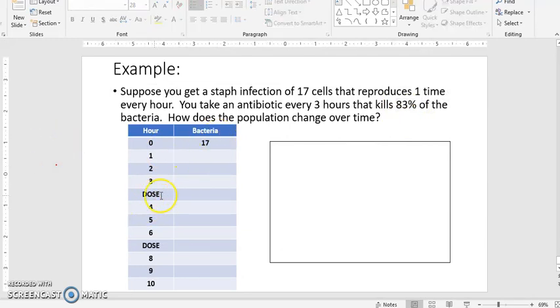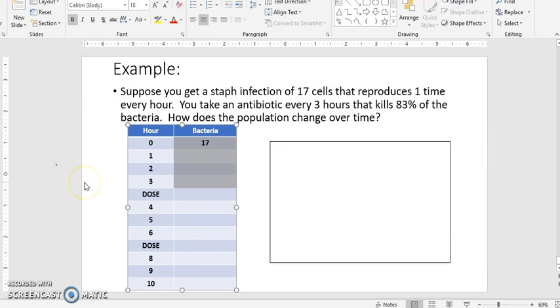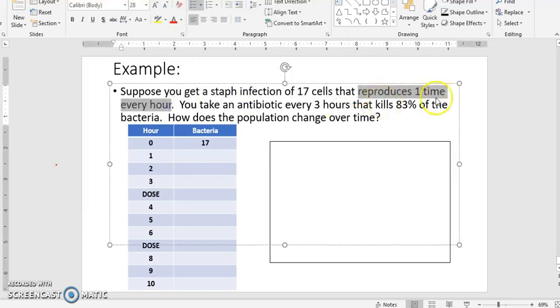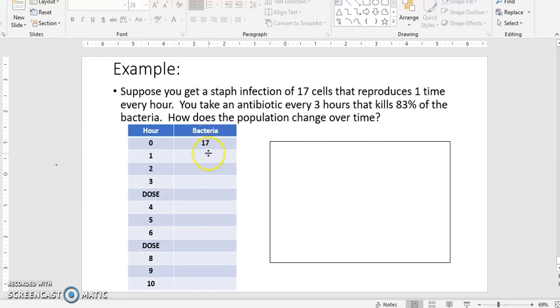So first, there's no dosing at first, right? So you don't take any antibiotics for a while. But let's go ahead and just calculate these first few numbers, and then we'll talk about what we do once we get to a dose. So we want to figure out, well, what is our bacteria population going to do over time? Like I talked to you in the previous example, it reproduces 1 time every hour, right? That's the important unit of time there, once every hour. So between hour 0 and hour 1, what math do I have to do in order to get from 17 to the next hour? Do you remember? That math that I have to do is times 2.